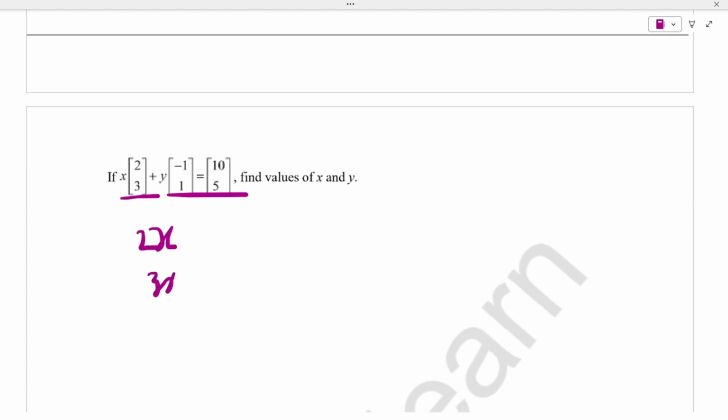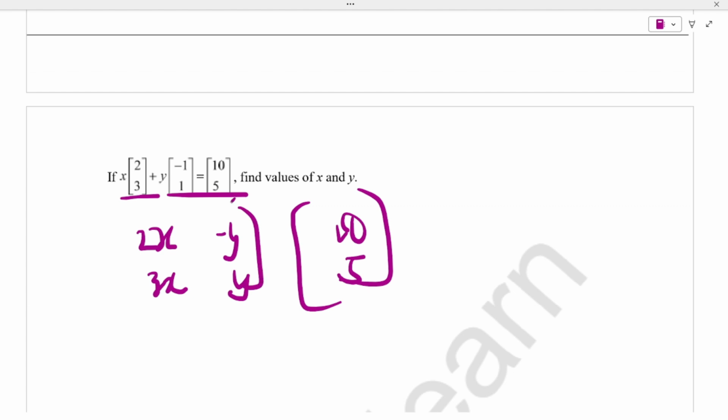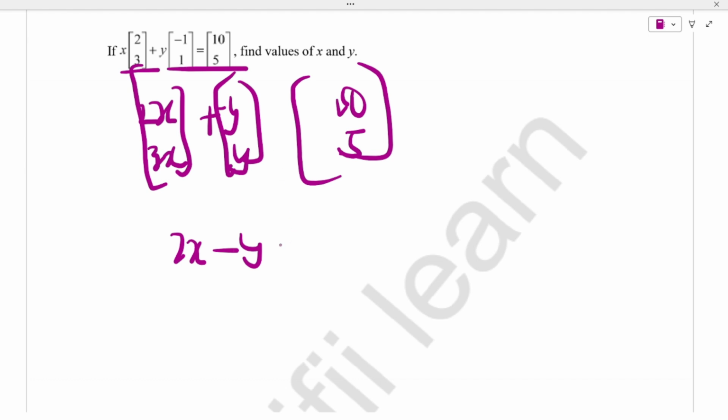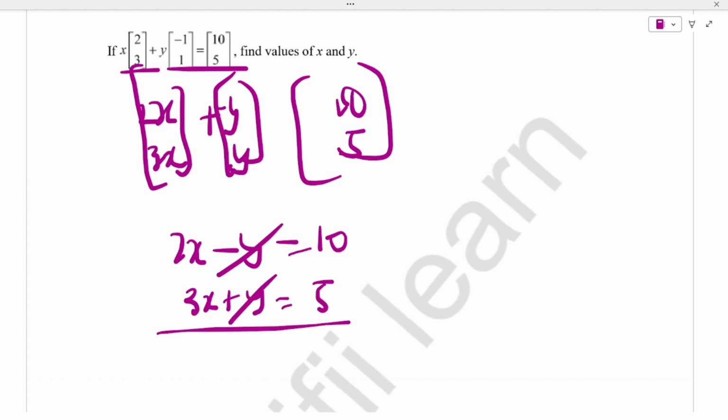2x minus y plus 3x plus y will be equal to 10 and 5, they have given. Here there is a plus symbol, don't forget that. Now if you see 2x minus y, plus into minus will be minus, right? It will be equal to 10, and 3x plus y will be equal to 5. Here only you can observe plus y and minus y will get cancelled. 3 plus 2 will be 5x is equal to 10 plus 5 will be 15. So x will be equal to 15 by 5, x will be equal to 3.